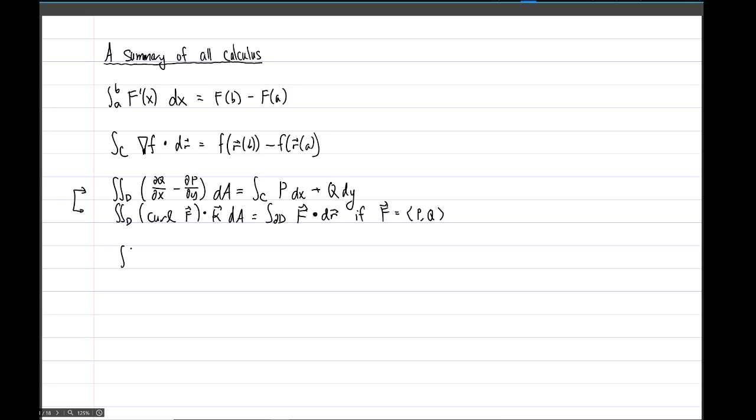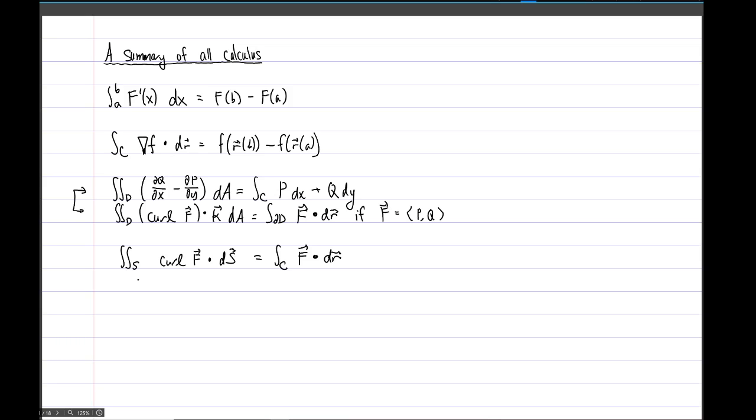Now, we have Stokes' theorem, which can be stated as the integral over the surface S of curl of a vector field F dot d bold S, or S with an arrow as we have here, and that's going to equal the integral over the curve C, which is the boundary of the surface, of F dot dr.